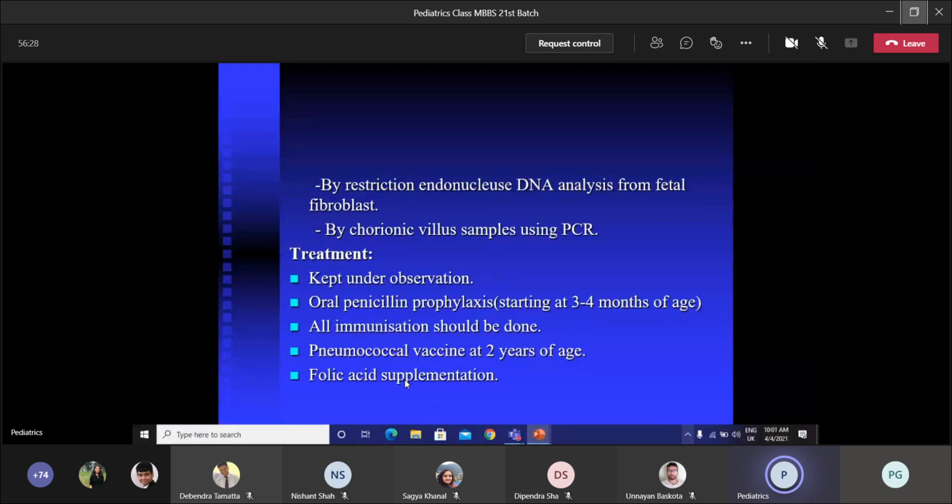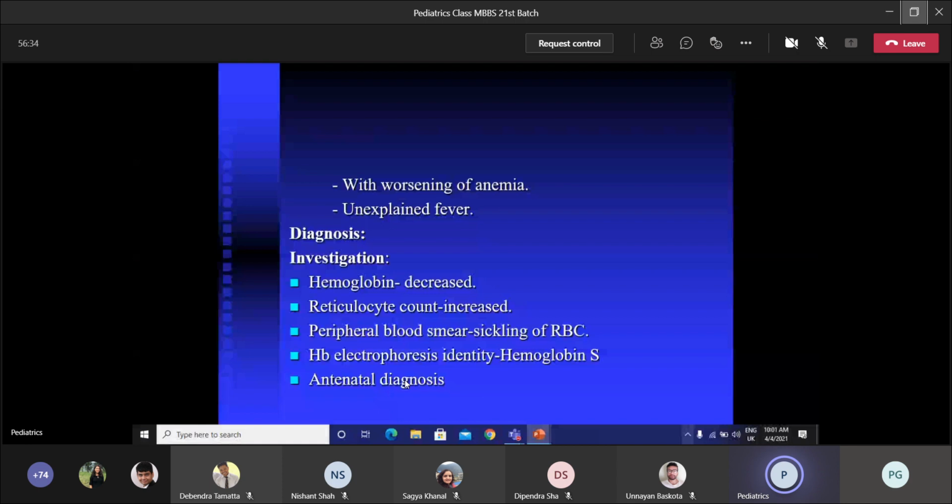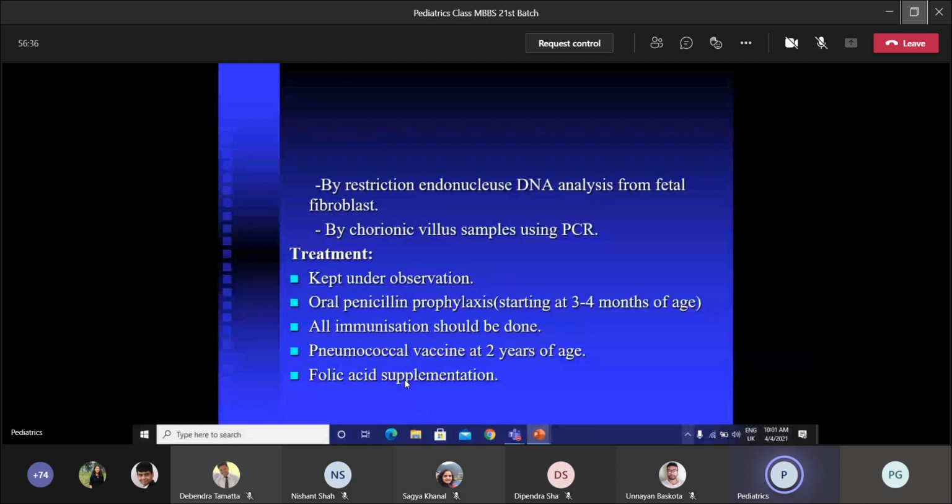Treatment wise, keep under observation, give oral penicillin prophylaxis, start at the age of 3 to 4 months of age, because there are repeated infarctions of the spleen, and one of the major organs which fight against infection will regress. So you have to put the child under oral penicillin prophylaxis.